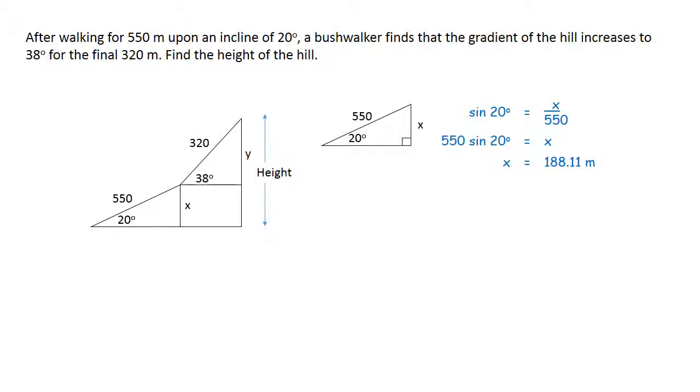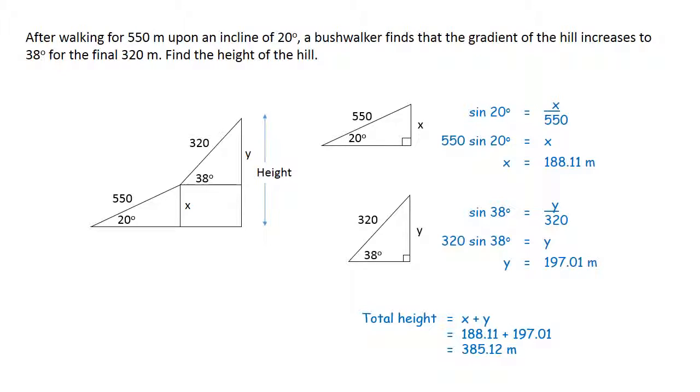Then look at the second triangle. Once again, it's opposite and hypotenuse. It's a sine question. The sine of 38 equals y over 320. Transpose it and solve it for y, and we have the height of the second pitch. The total height of the hill can be found by adding together x and y. The height is 385.12 metres.